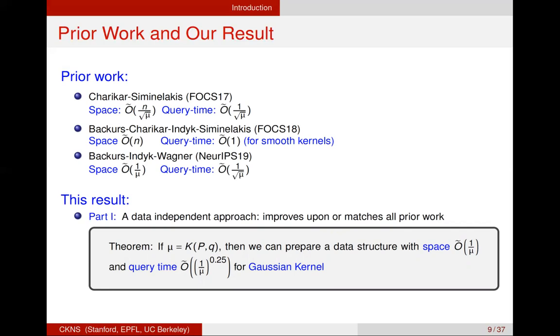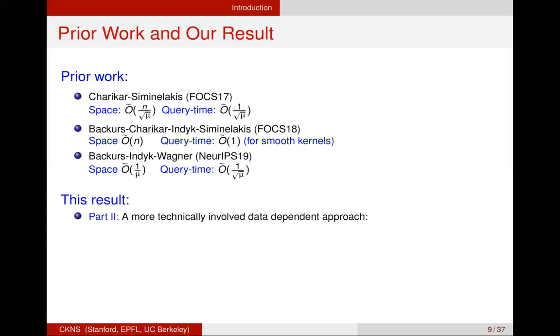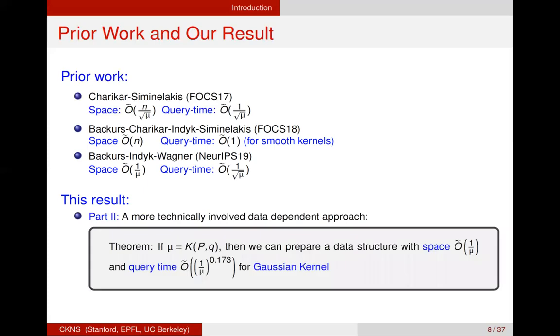The approach is not special for the Gaussian kernel, and it can be applied on other kernels as well. In the second part, I'm going to talk about a more technically involved data-dependent approach that we had, which improves upon the first part of this result. More specifically, for the Gaussian kernel, we are going to improve the query time from 1/mu raised to power 0.25 to 1/mu raised to power 0.173. This approach is also general and can be applied on a broad class of kernels, but not all of them.